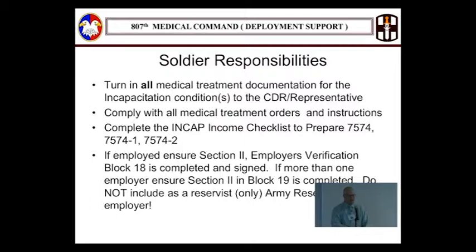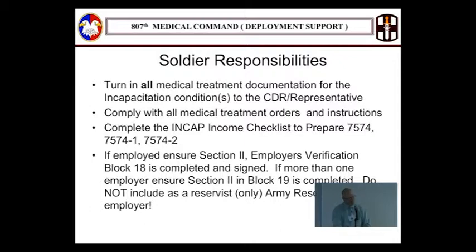So you have to have it for every 30-day period. You have to have a separate 75, 74. You can't just throw 90 days or 60 days or 6 months. Then have them fill that out for each form. They're going to have to put their employer information on it. The soldier's going to have to sign it, then take it into that employer to verify income.